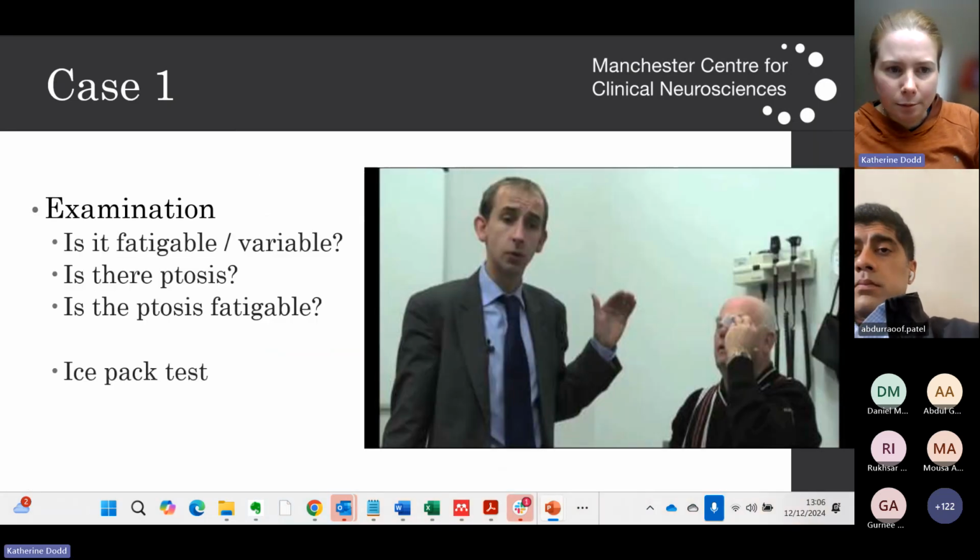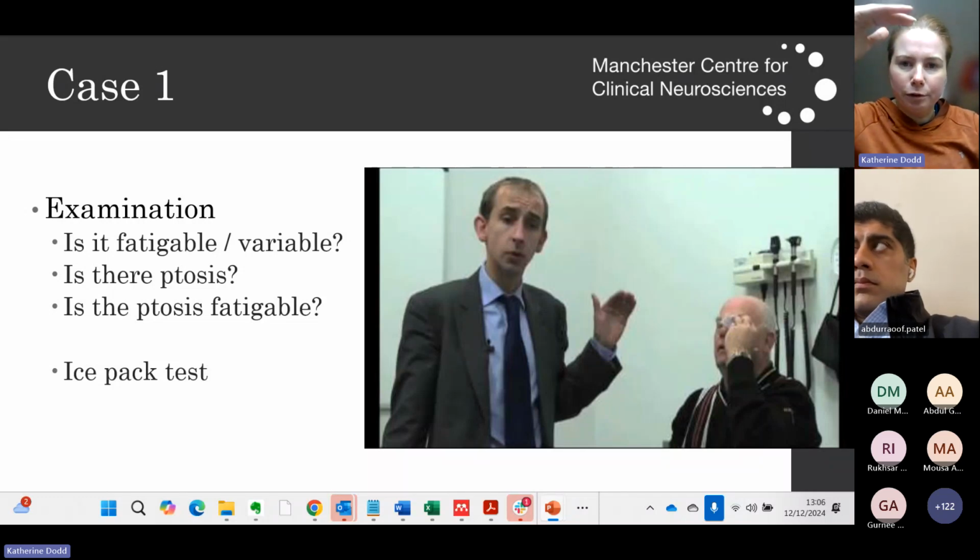So is it fatigable? Is there ptosis? So ptosis is where there's drooping of the eyelids, and is the ptosis fatigable? So again, after you've looked at the eye movements, you're going to keep the eye movements looking up for a good 45 seconds to a minute. And you want to look at the eyelids and see where they are in relation to the pupil. And you want to see over time, is that eyelid moving down towards the pupil to suggest a fatigable ptosis?